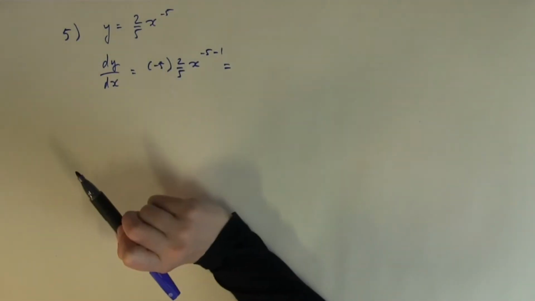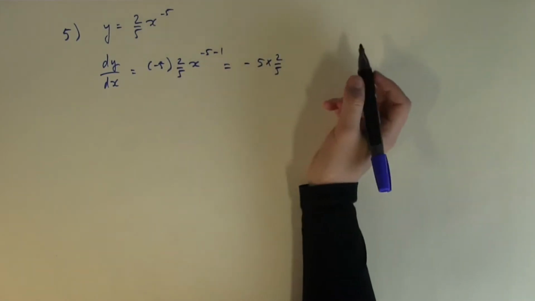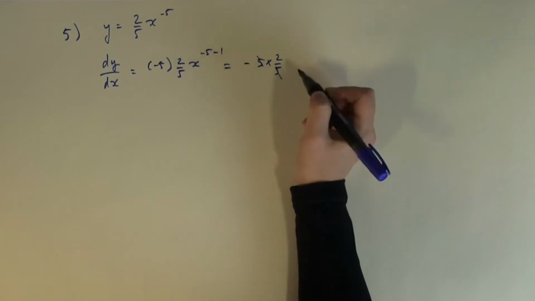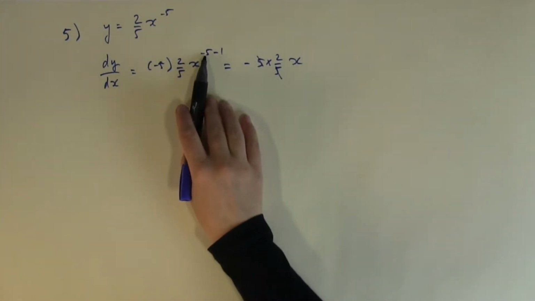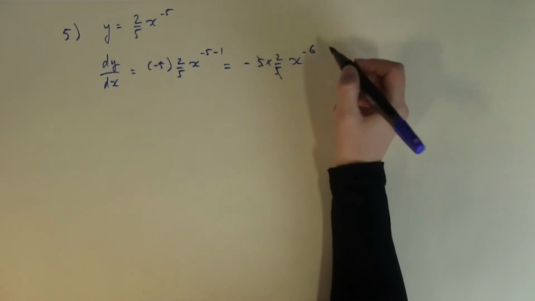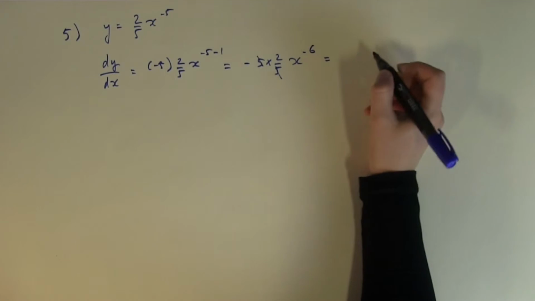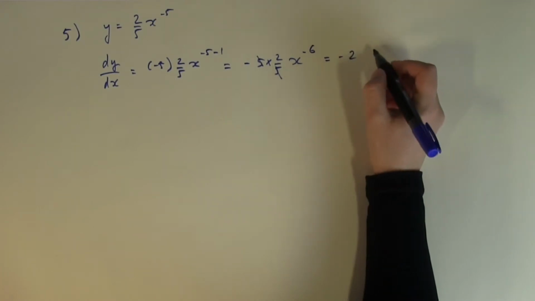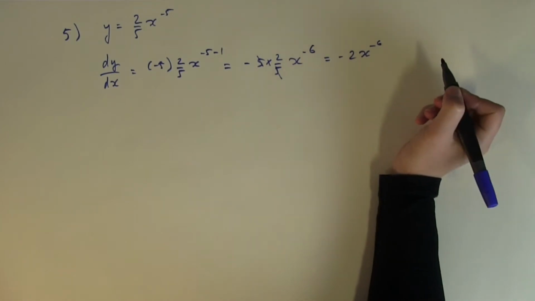Negative times positive makes it negative. 5 times 2 over 5, the 5 can cancel out. And what will be the power? I've got £5 debt and I'm paying out 1 more pound, so I'm going to end up with negative 6. So minus 5 take away 1 gives me negative 6. So the final answer in nice and tidy format is minus 2x to the minus 6.